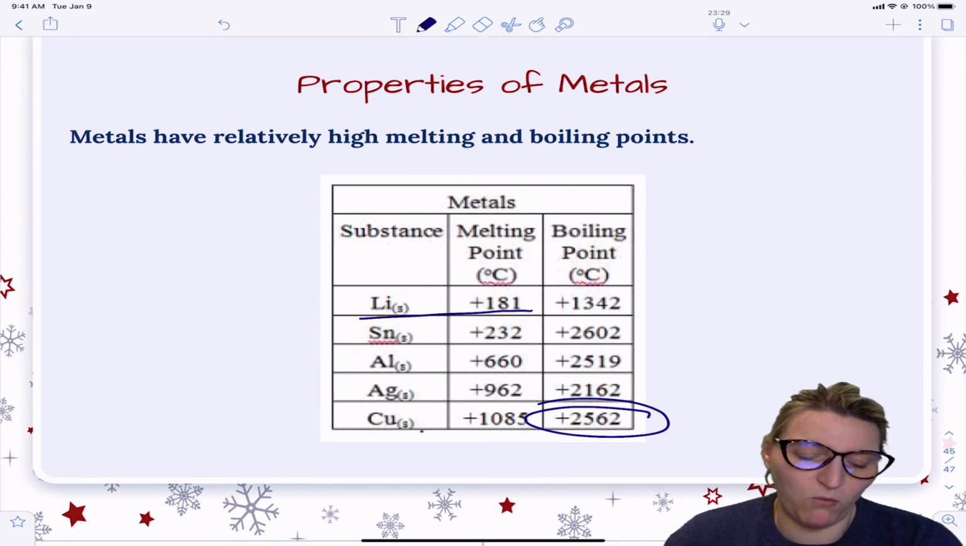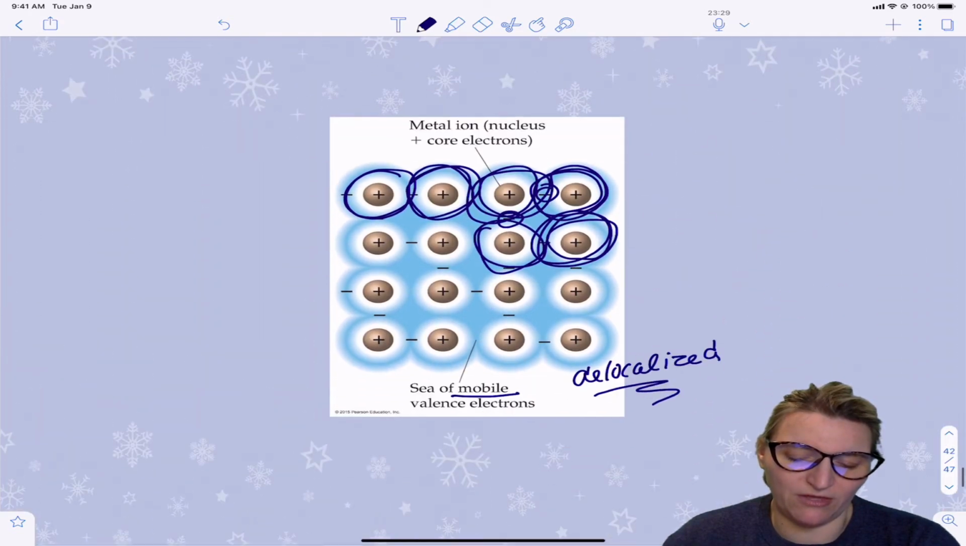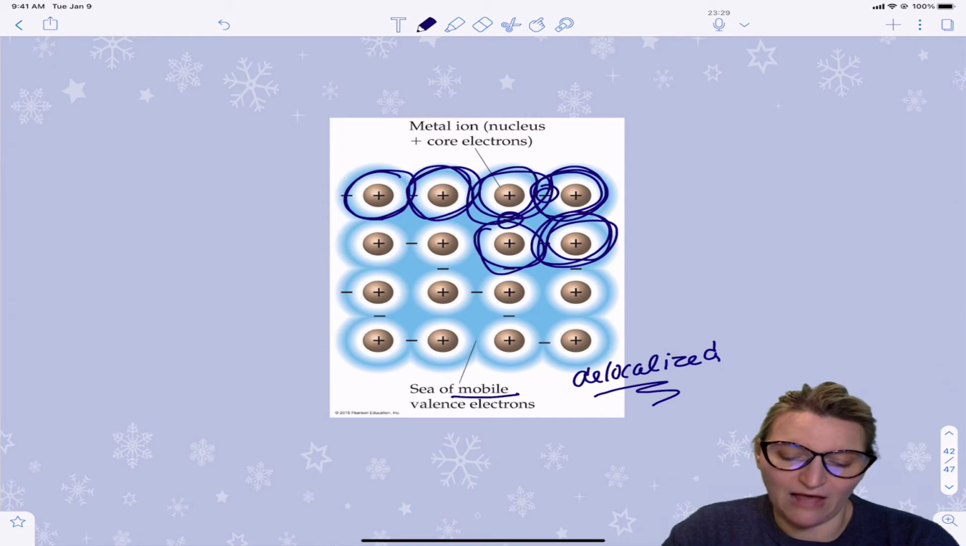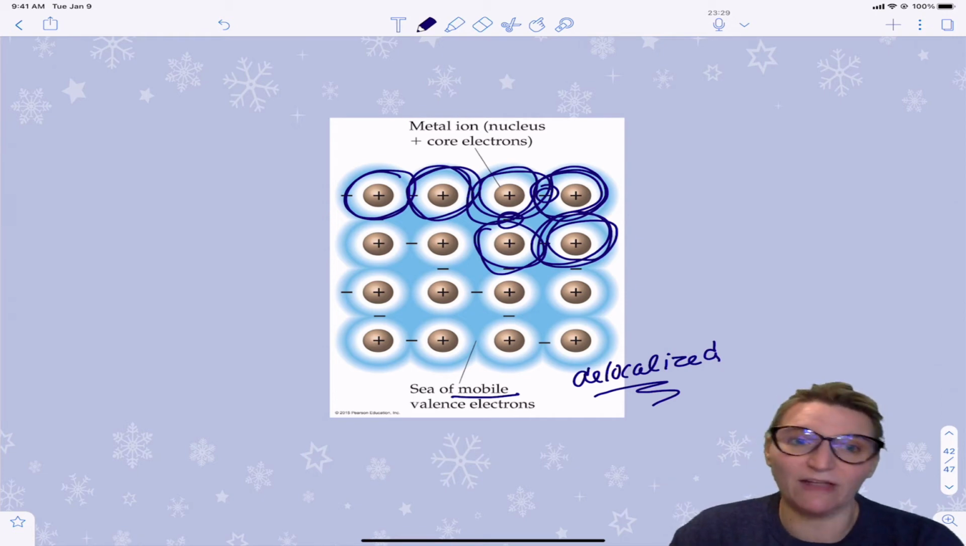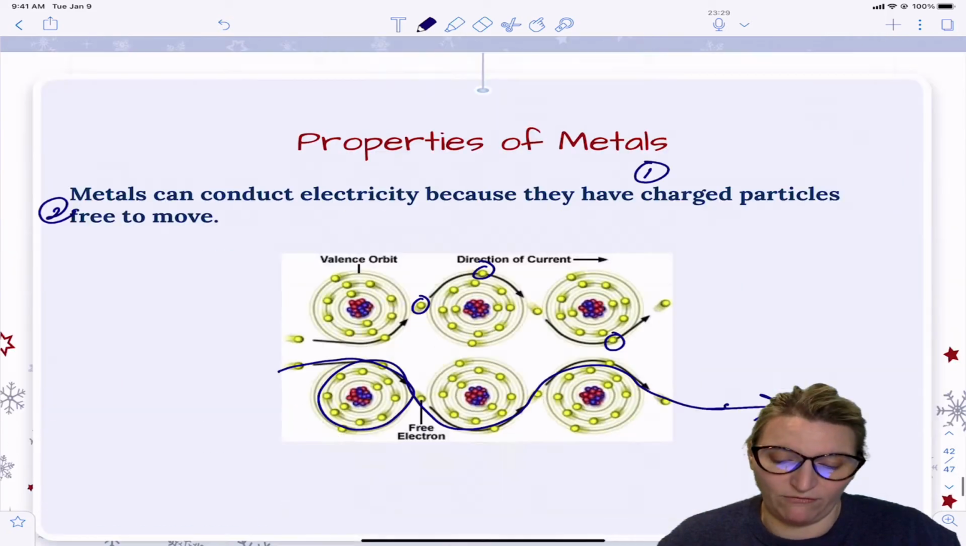And if you think about why that is, if we go back to thinking about this model of what a metal is, if I was to boil this, if I was to absolutely break this up into individual atoms, I would need to overcome the attraction between the negative electrons and the positive metal ions. Anytime that I'm overcoming a really strong attraction like that, it's going to take an awful lot of energy.